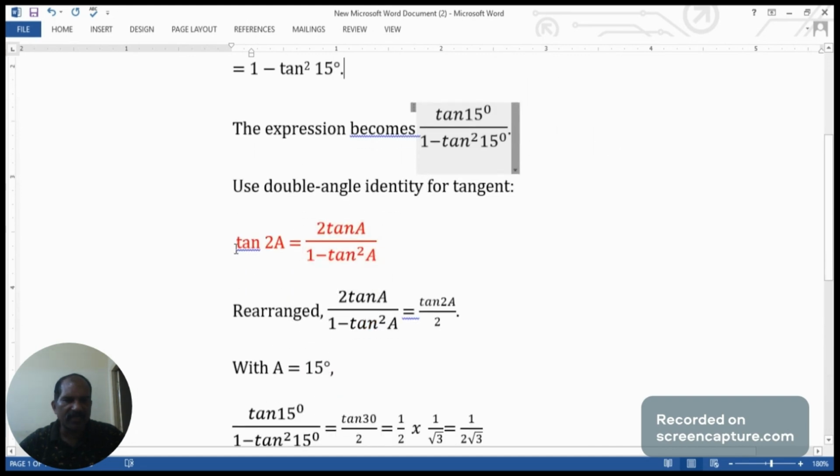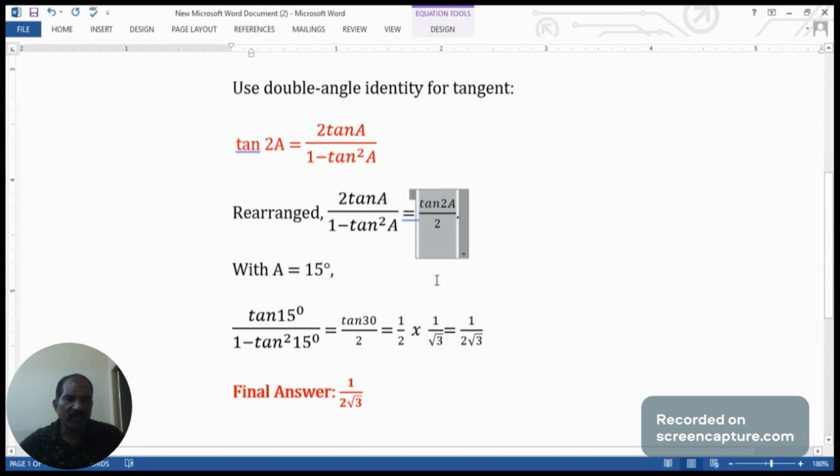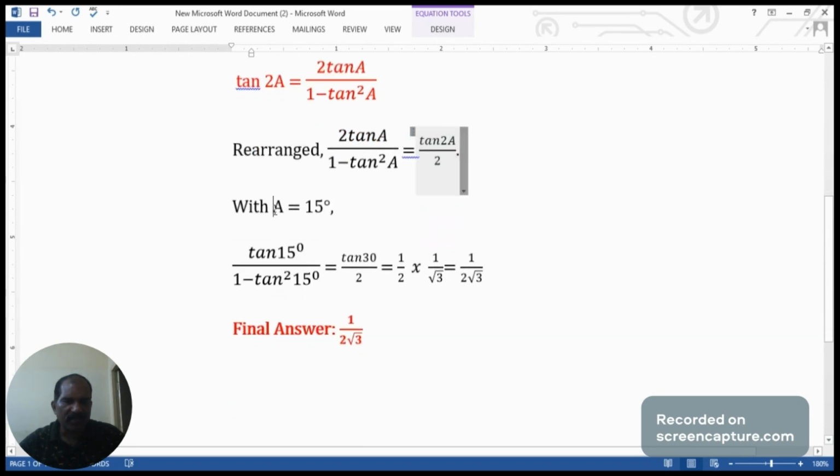We have the identity tan 2a is equal to 2 tan a divided by 1 minus tan square a. But we have only tan 15, not 2 tan 15. So this 2 we will take downside, so automatically this will become tan 2a by 2. So that means, we know that a is equal to 15 degree here.